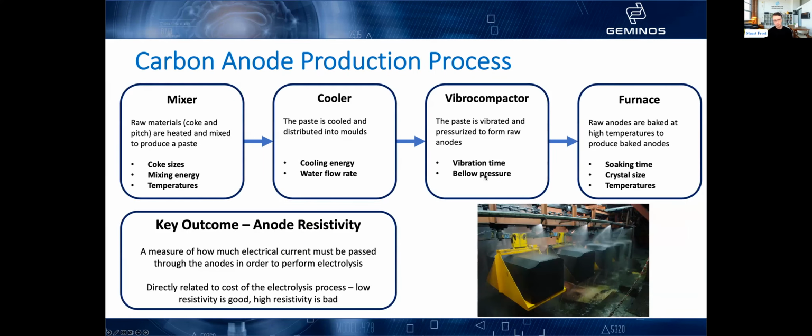So, let's look at the process. This is subject matter expertise, right? So we mix up different coke sizes. We put a certain amount of energy in, we do it at a certain temperature, it's then cooled. What happens there, what variables can we look at? It's all vibrated and compacted to form a raw anode, and then they're baked. And all aspects of this can have a different impact on the final resistivity, which, as I mentioned, is what we're trying to really control here.